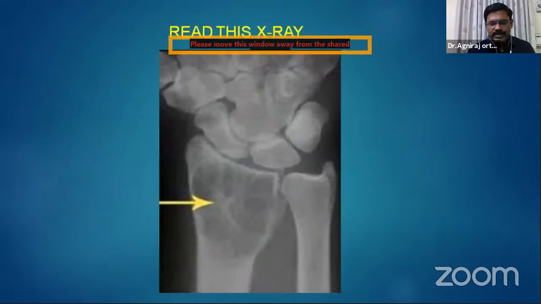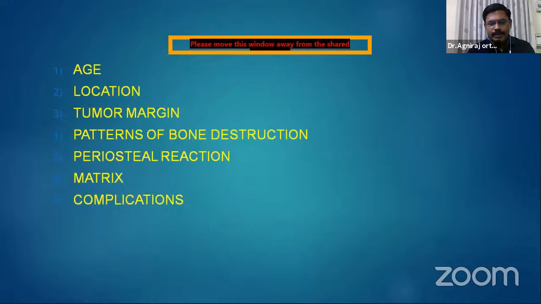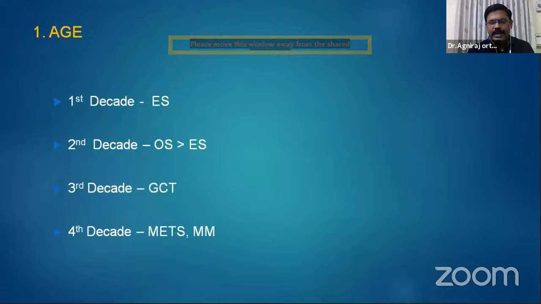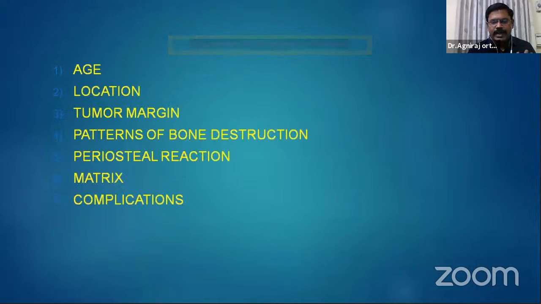Other thing you left is that it is an expansile lesion, not eccentric, but expansile. It is a lytic lesion. You told margins are somewhat well defined, not ill-defined. And the pattern of bone destruction, you didn't say it, you simply said lytic. It is a geographic type of bone destruction, and there is no periosteal reaction. Matrix is clear, and there are no complications.